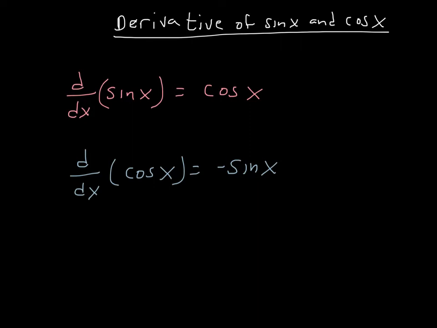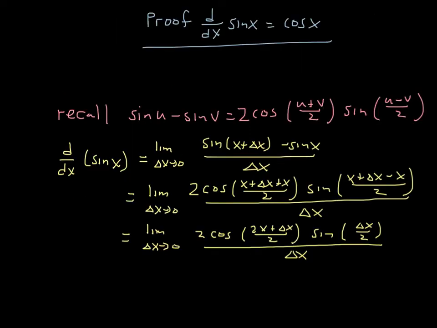Usually people are fine with the derivative of sine x, but there are some sign mistakes, S-I-G-N mistakes, excuse me, that happen when you take the derivative of a cosine function. Let's go through now and take a look at the proof that the derivative of sine x is equal to cosine x.